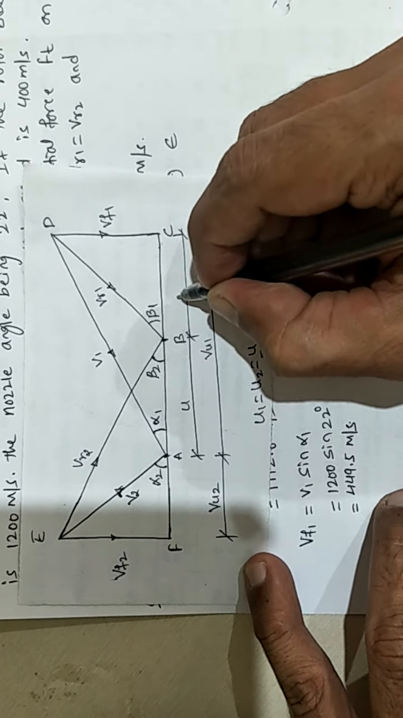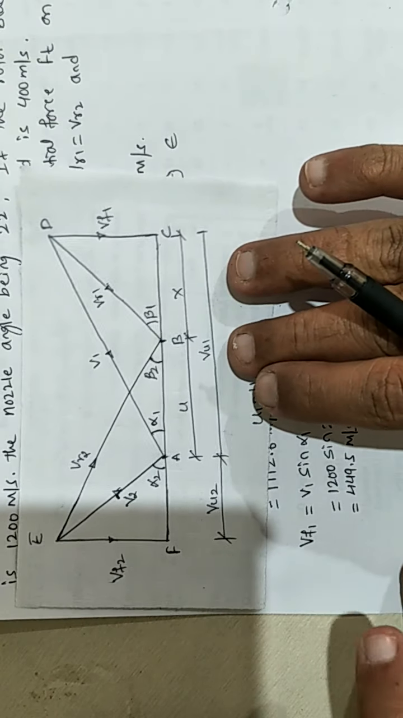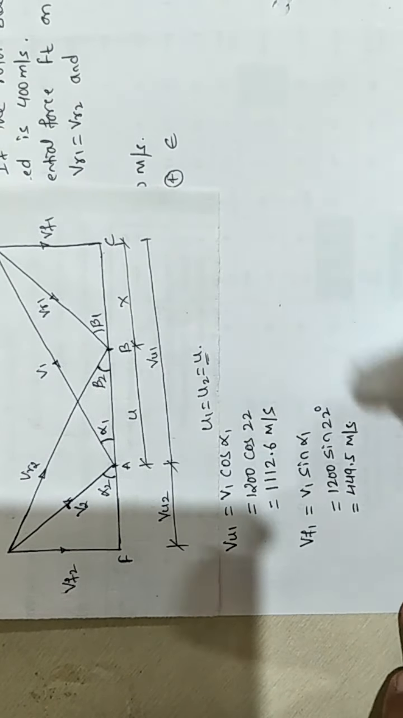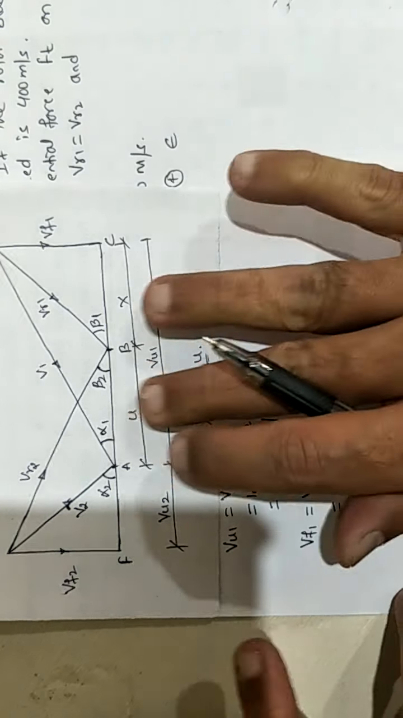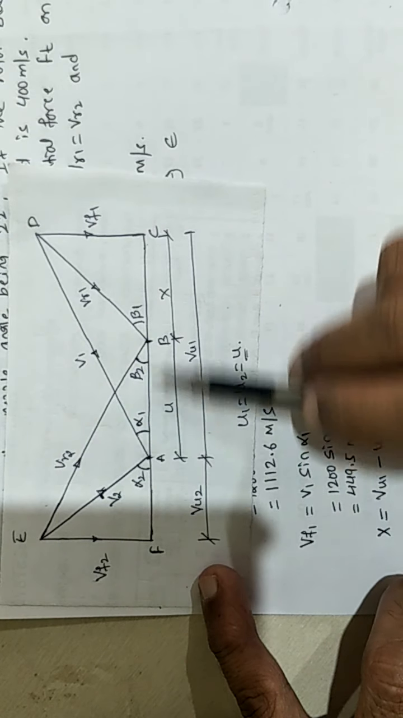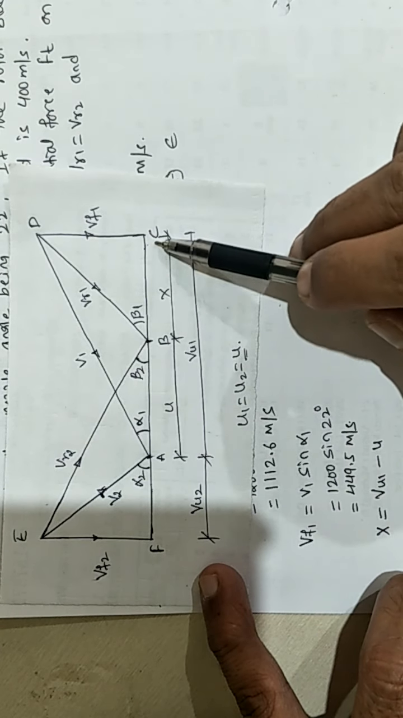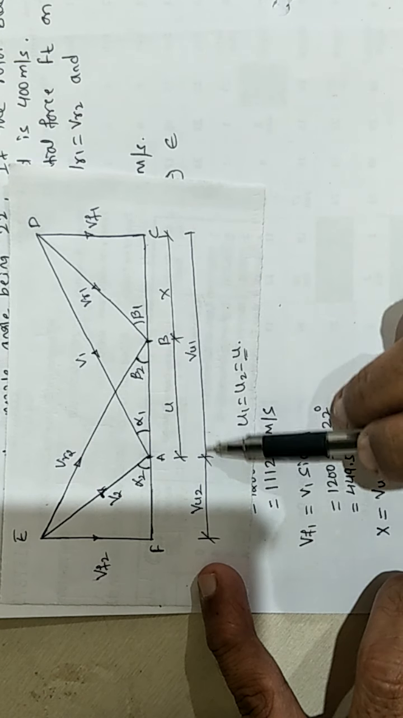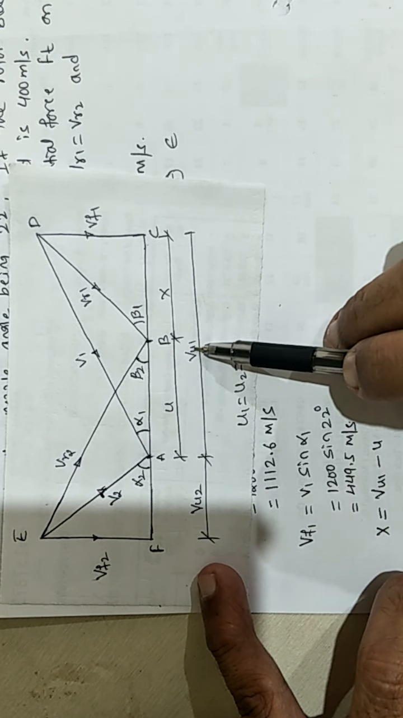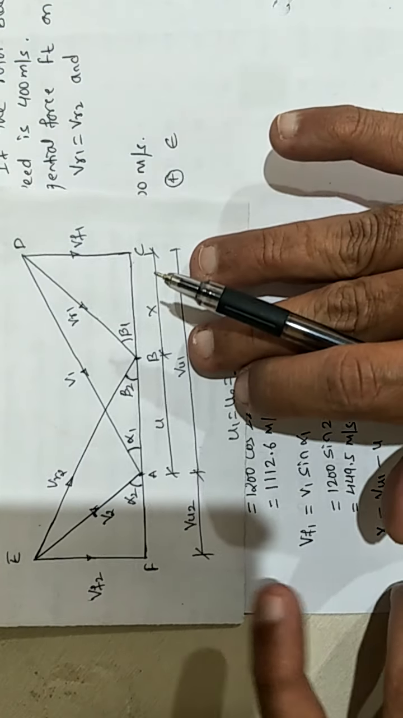So here BC is X. So how am I going to calculate X? X is equal to VU1 minus U. You can see here, X is nothing but BC, and we know the value of AC. AC is nothing but VU1. So VU1 minus U is equal to X.